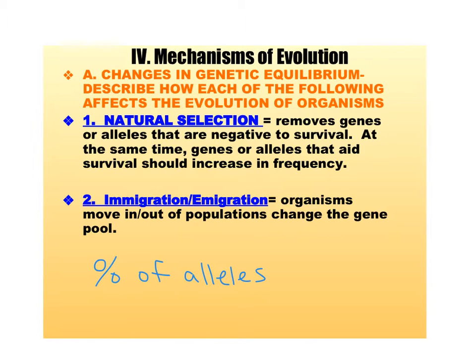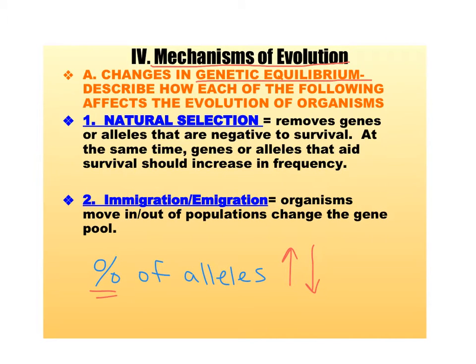Today we're going to move on to the mechanisms of evolution. Basically, what are the things that cause evolution to occur? Or what causes genetic equilibrium to be thrown off? So what can cause the percentage or frequency of alleles to go up in a population, or what can cause that percentage to go down?